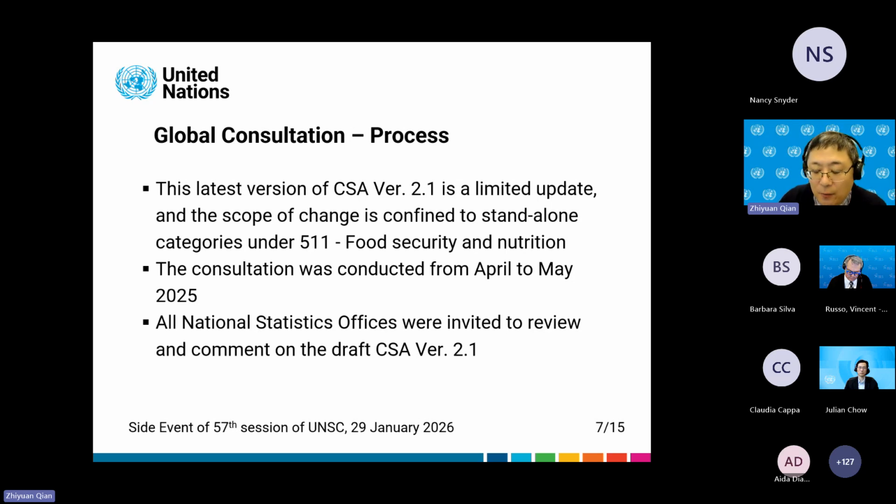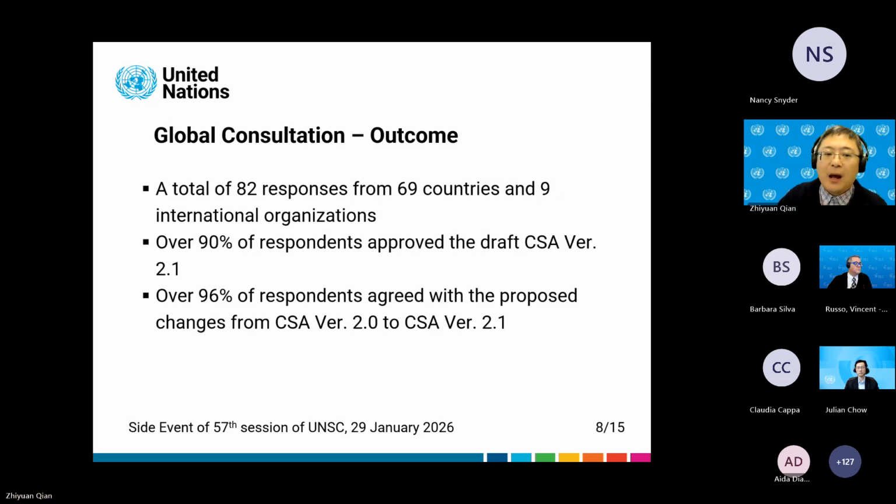We also checked with the users, with all our stakeholders from the national statistical offices all over the world. We conducted a global consultation last year from April to May. All the national statistical offices were invited to review and comment on this new draft CSA and the proposed changes. The result was overall positive: a total of 82 responses from 69 countries and 9 international organizations, and over 90% of respondents approved the change. They agreed with the new CSA structure.